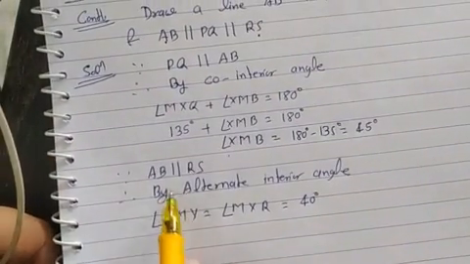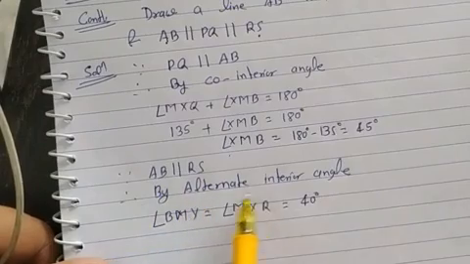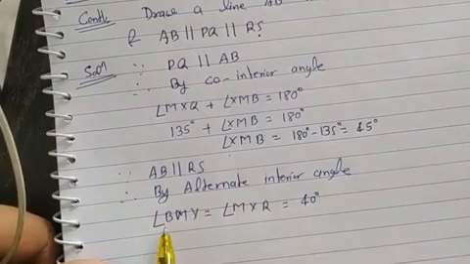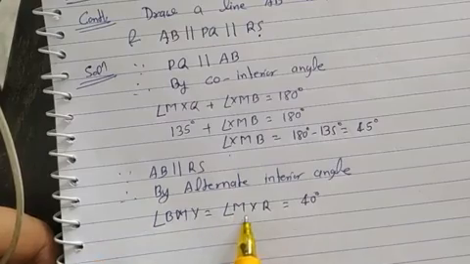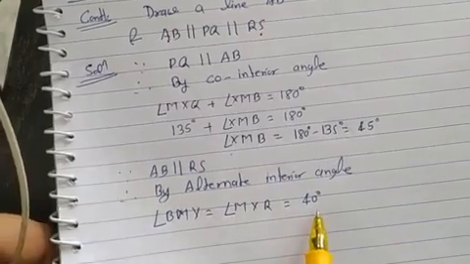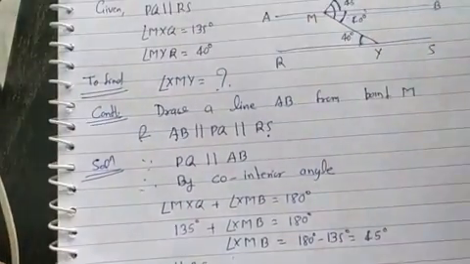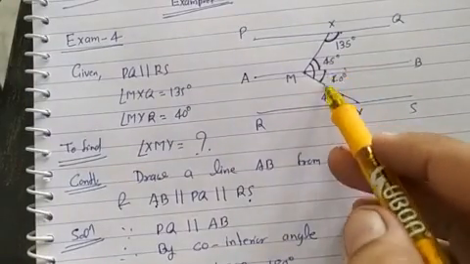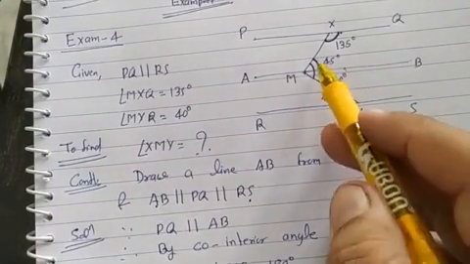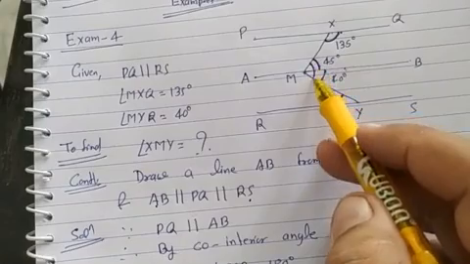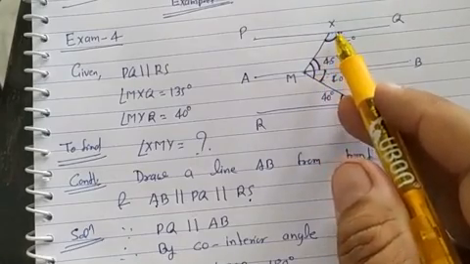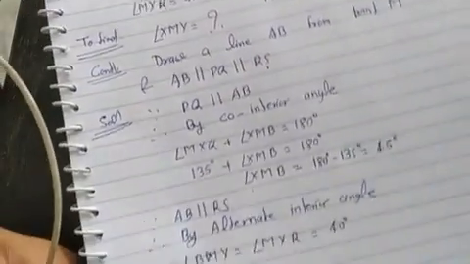Look here, AB is parallel to RS, therefore by alternate interior angles, angle BMY is equal to angle MYR, which is equal to 40 degrees. Now, when we add both of these angles, we will get this angle XMY.